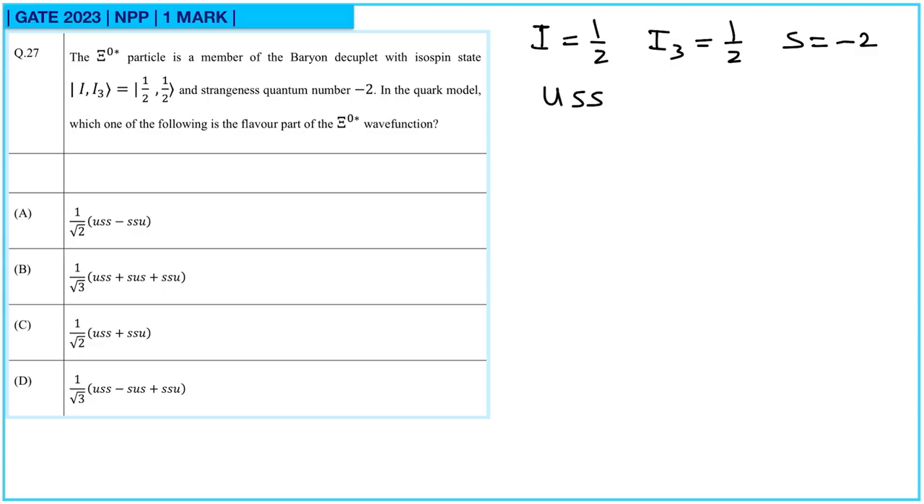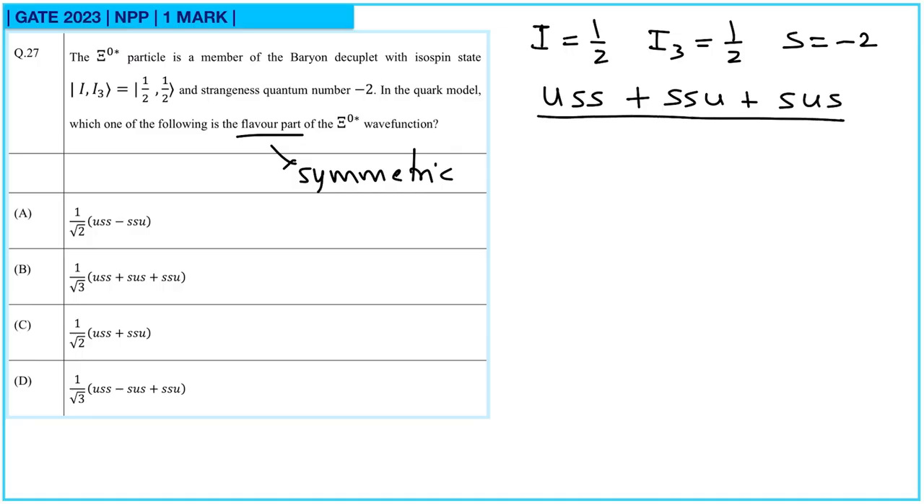Now this is a flavor part. So flavor part is always symmetric. So add this. So second possible case is SSU or SUS. And then we have to divide by √3. So this will be the flavor part. So option B is correct.